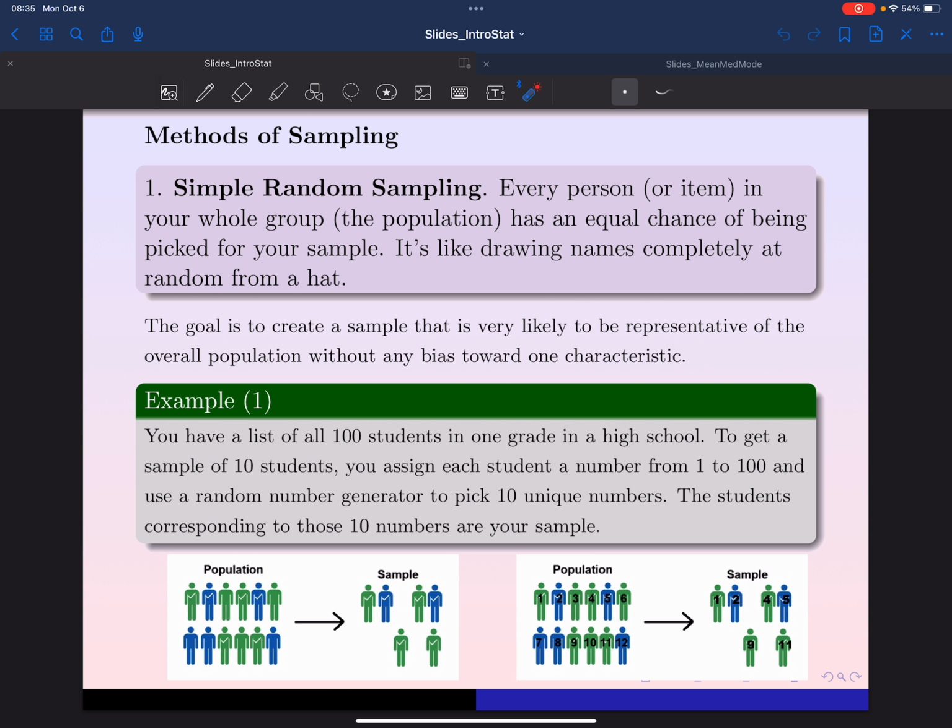For example, if you have a list of all 100 students in one grade in a high school, and you want to study some characteristic of those students, to get a sample of 10 students, for example, you can assign each student a number from 1 to 100 and use a random number generator to pick 10 unique numbers. Then the students corresponding to those numbers are in your sample. So we have a population and we want to choose a sample. We can assign a number to each member in the population and randomly choose some numbers that correspond to the people and make the sample.